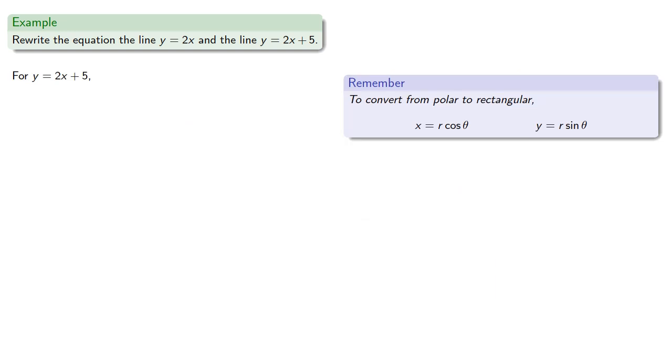For y equals 2x plus 5, we'll do those replacements. And we can't really simplify this in any significant way.